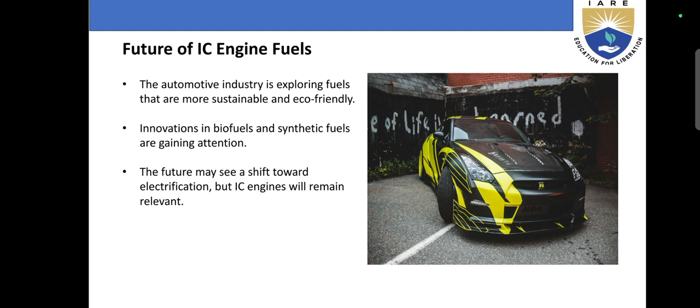The future of IC engine fuels. The automotive industry is exploring fuels that are more sustainable and eco-friendly, for cars, bikes, superbikes, and more. Innovations in biofuels and synthetic fuels are gaining attention. The future may see a shift toward electrification, but IC engines will remain relevant.